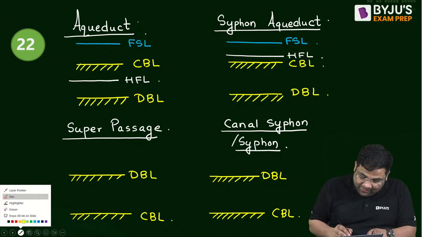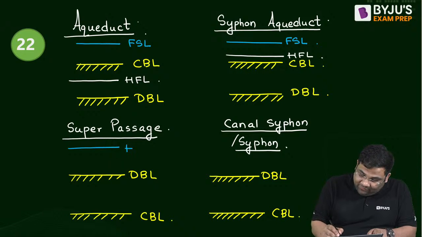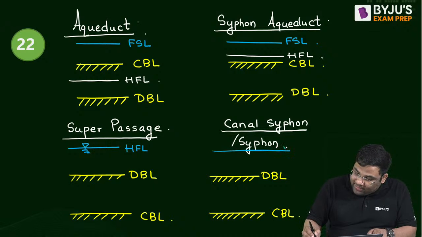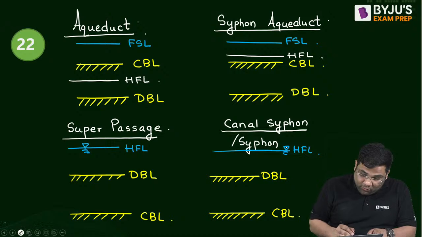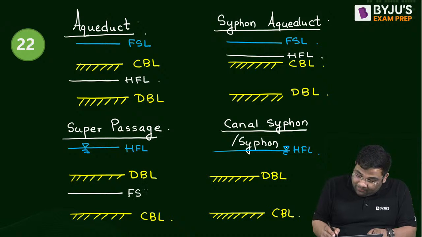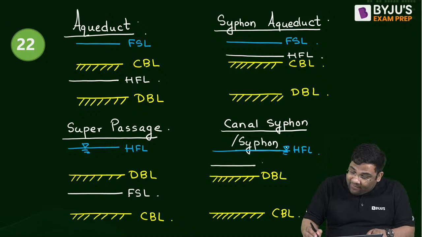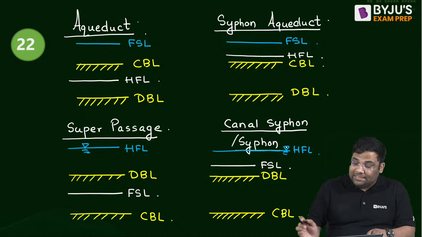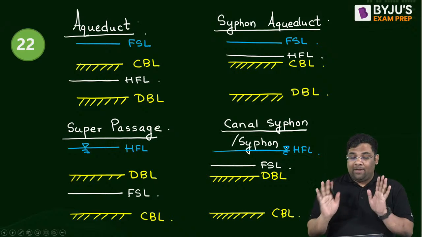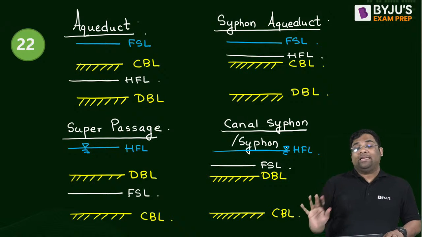You see, if this is the DBL, then obviously the HFL will be above it, no doubt about it. But in case of your super passage, the FSL will be below the DBL, and in case of canal siphon, the FSL will be above the DBL. Everybody understood these four things or not?